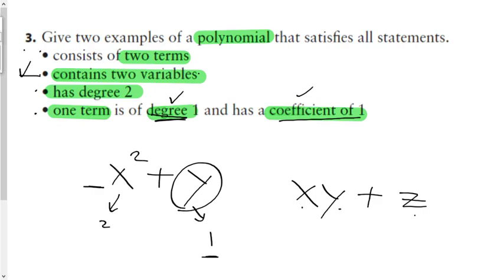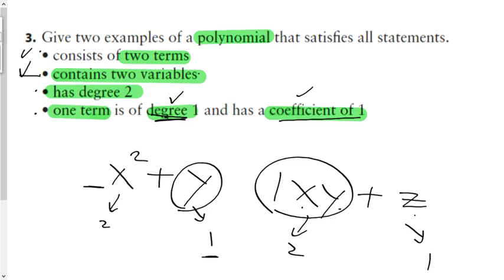Check. What's the degree of the first term? 2. What's the degree of the second term? 1. Good. So one term does have a degree of 1. What's the coefficient of xy? How many xy's do we have? Just 1. It's not written, but it is a coefficient of 1. And the z would have an unwritten coefficient of 1. That's my second one. And you can have other ones as well. But that's the gist of what you'd have to have.